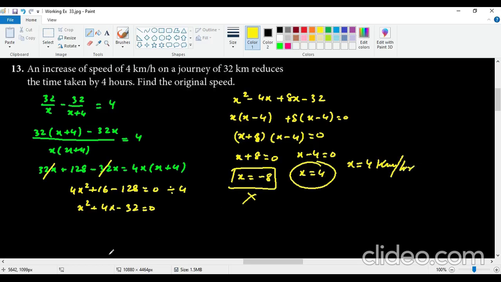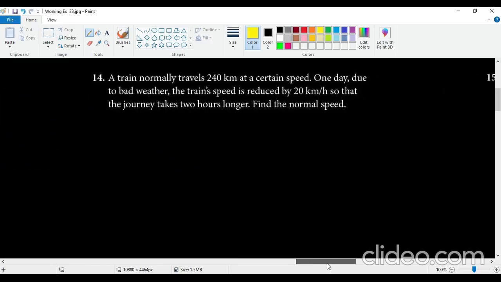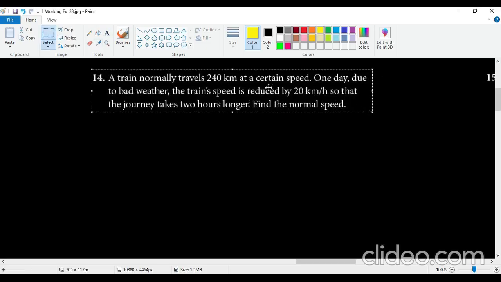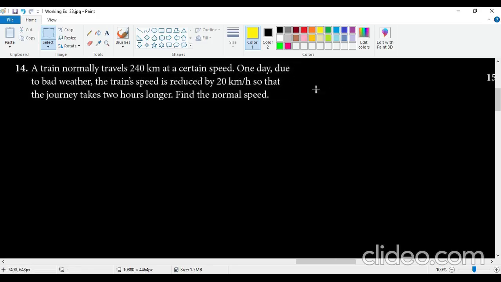Moving on to the next question, which is question number 14. In here, it says a train normally travels 240 kilometers at a certain speed. One day, due to bad weather, the train speed is reduced by 20 kilometers per hour so that the journey takes 2 hours longer. Find the normal speed.